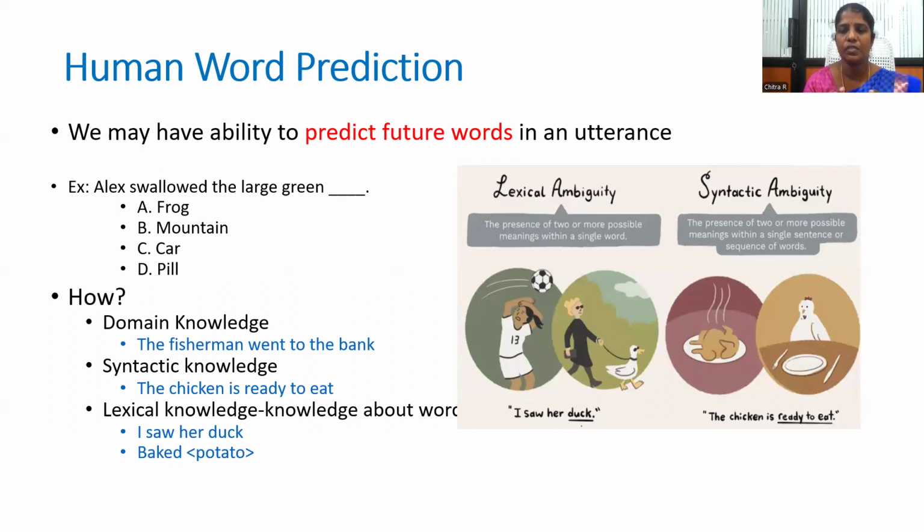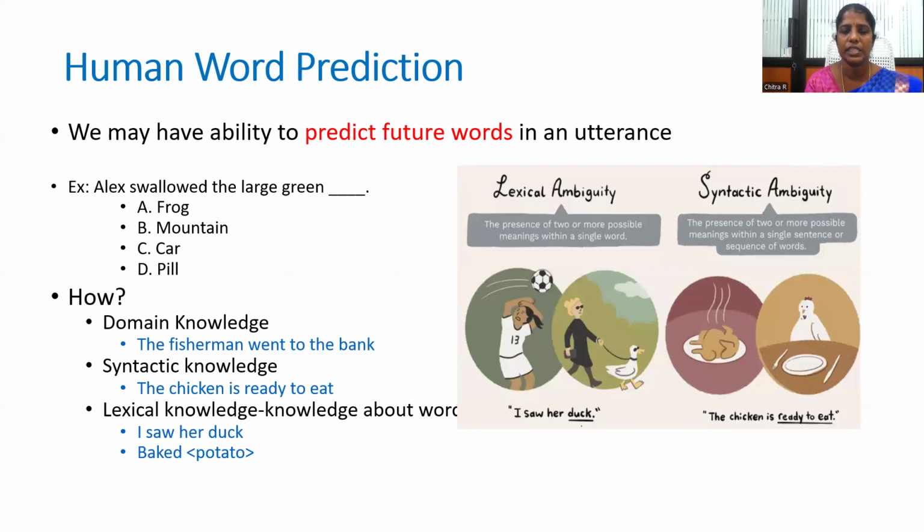Domain knowledge means which domain you are going to use that word in. That is very, very important. That is what is called domain knowledge. For example, if I tell you that I am going to the bank, you will think I am going to transfer or withdraw money. But if a fisherman tells you that he is going to the bank, you will think about the river bank. It depends upon the domain of the work.